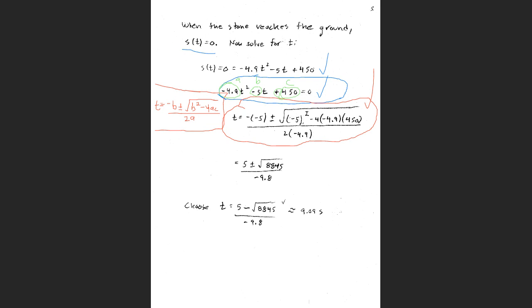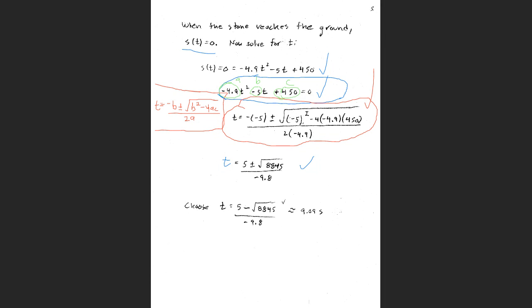Let's see on that. So you're going to get t equals -5 plus or minus the square root of 8,845 divided by -9.8.